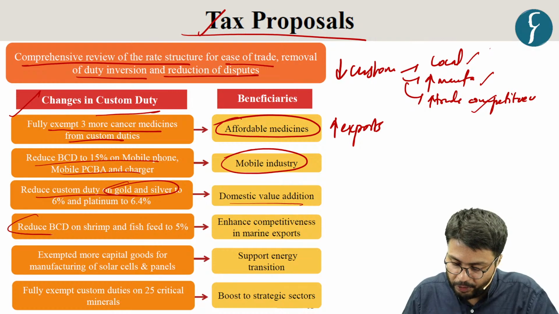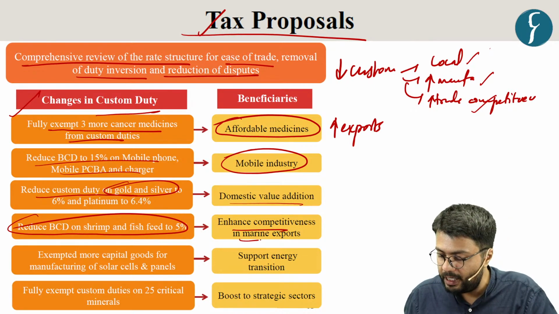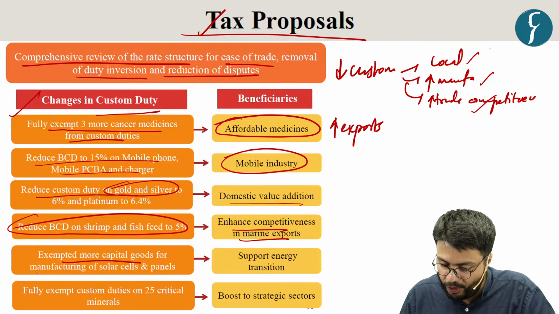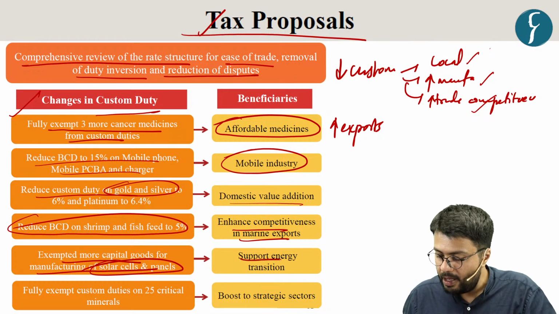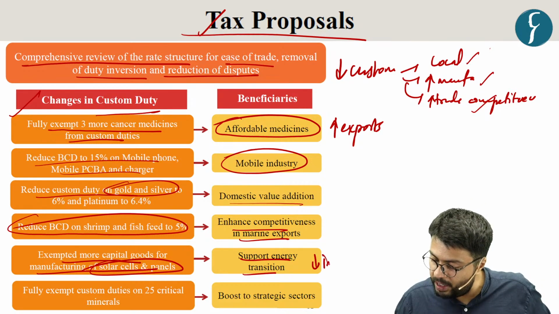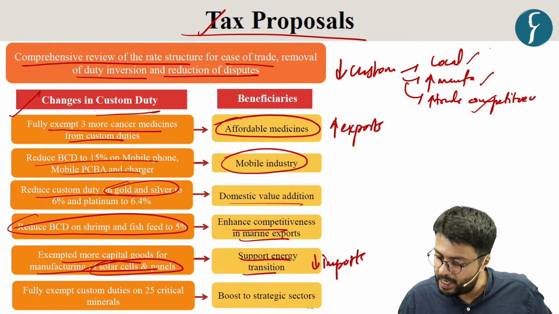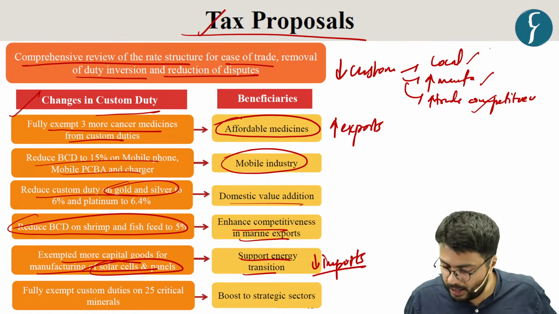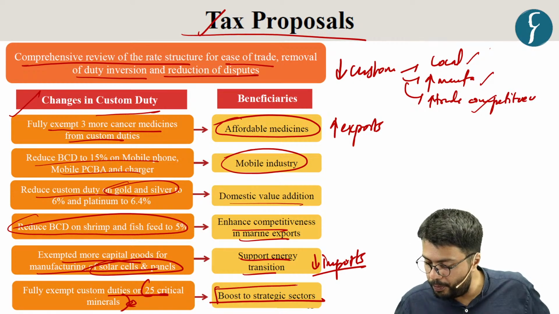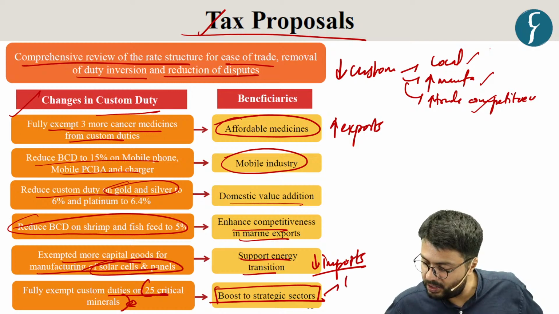Further, by reducing the duties on shrimp, the government is looking to promote exports of seafood. In addition, it supports manufacturing of solar cells and panels, which will support the country's energy transition and also reduce imports of solar cells. Further, by reducing customs duties on 25 critical minerals, the government is also looking to boost the country's strategic sectors such as the electronics industry as well as the defense sector.